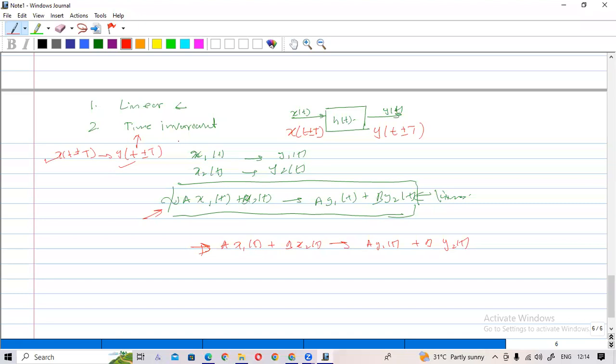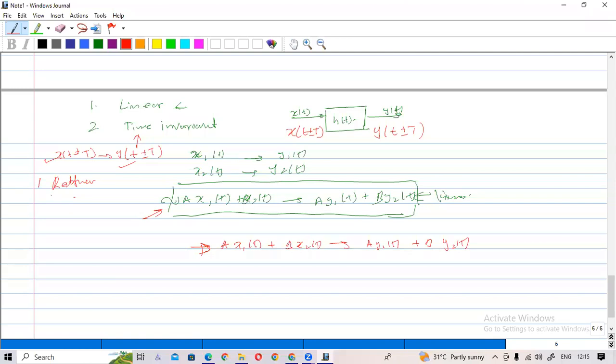I think I have explained this with some examples. Maybe you can remember that. We take the rectifier as an example. I asked you whether the rectifier system is linear or not. Actually, the rectifier system also will be linear. If you consider the amplifier, the amplifier also will be a linear system.